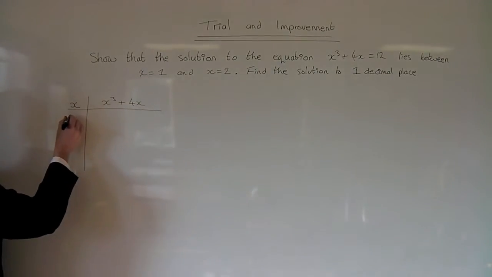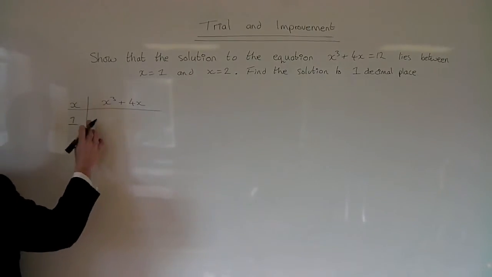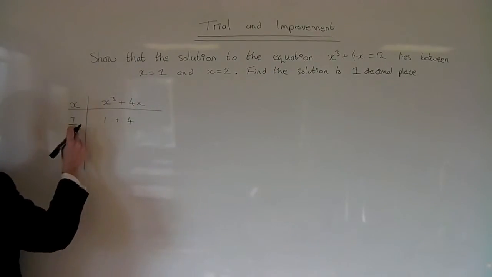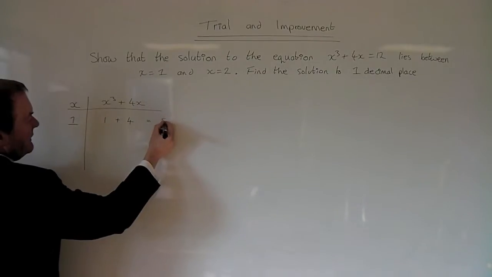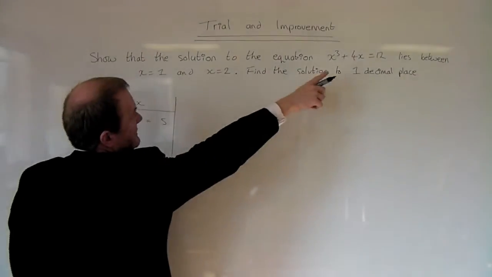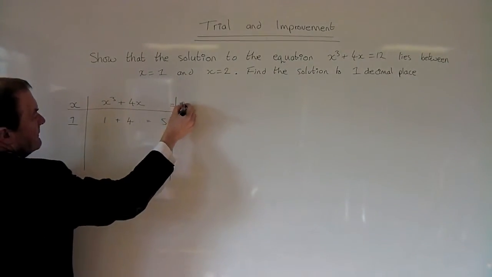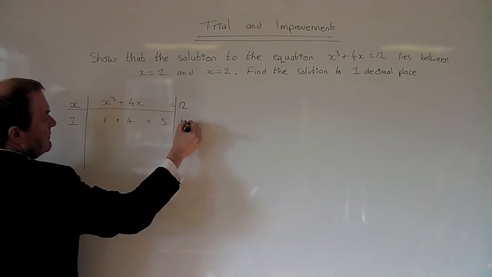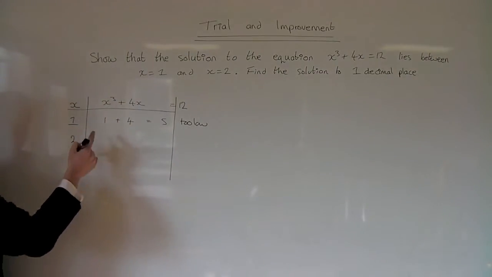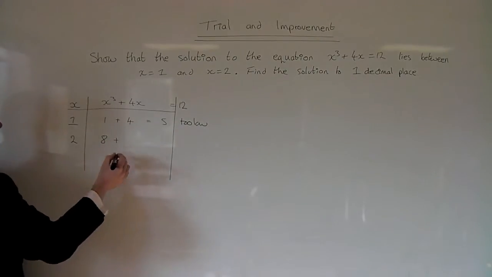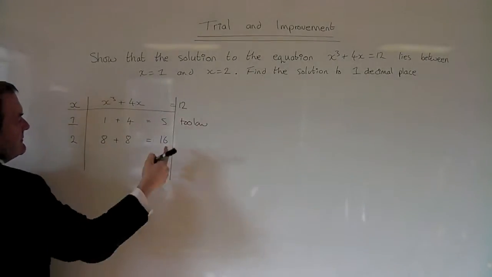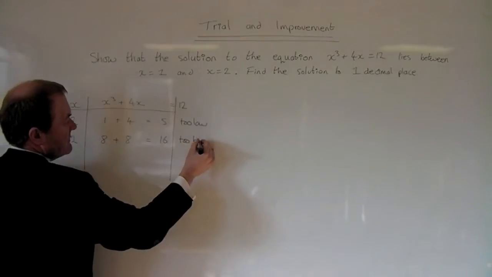So I'm going to show that when x equals 1, I substitute that in: 1 cubed is 1, 4 times 1 is 4, so when x equals 1, this equation equals 5. Now, the question says show that the equation equals 12, so I want it to equal 12, and when it equals 5, it's clearly too low. So I'll write that next to my equation. Then I'll substitute in x equals 2: 2 2s are 4, 2 4s are 8, plus 4 2s are 8, equals 16. I want it to equal 12, so clearly the answer is too high.